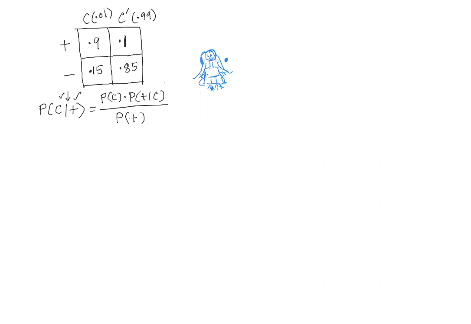So there are two scenarios. You either have cancer, or you do not have cancer, that's C prime, the C complement. Then if you have cancer, there are two things that could happen. You could test positive, or you could test negative. Similarly, if you do not have cancer, you could test negative or you could test positive.